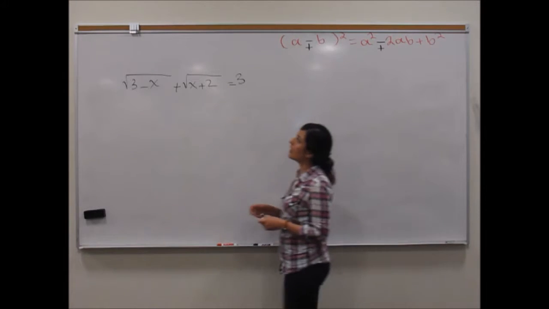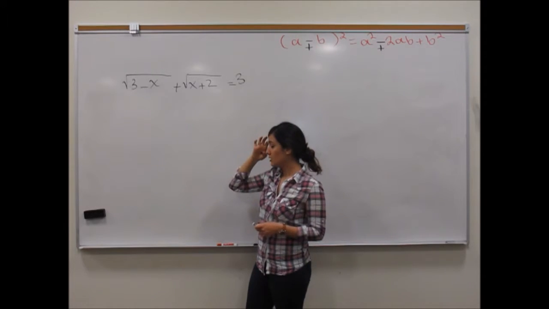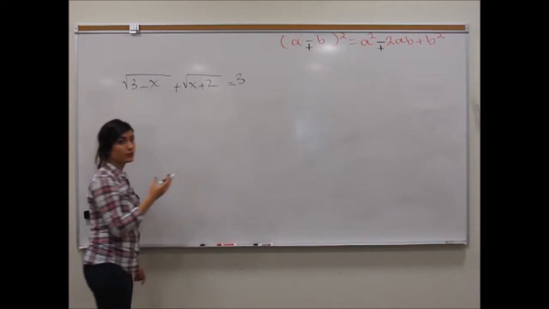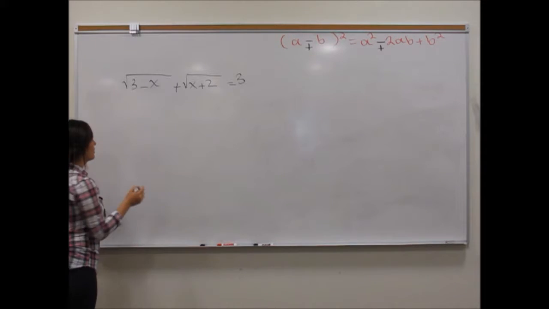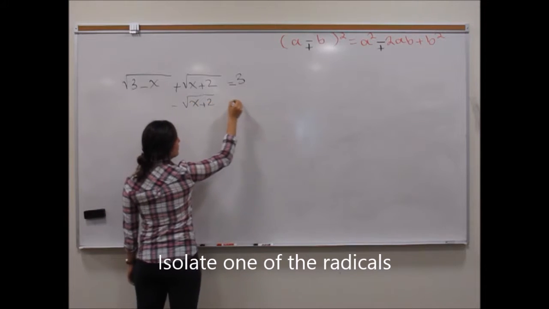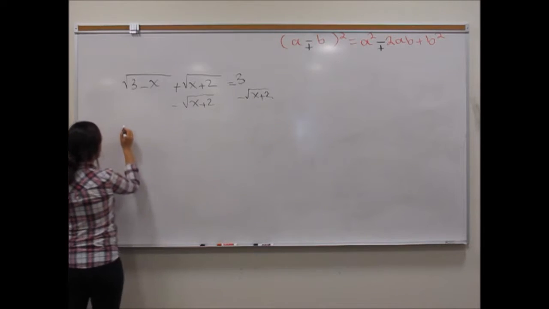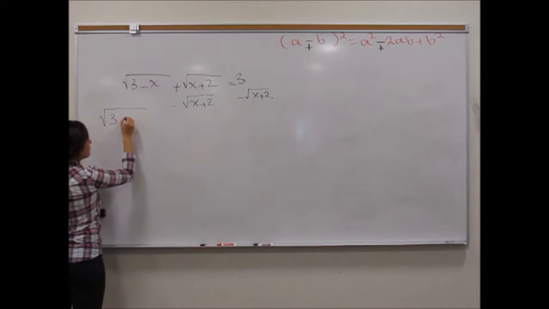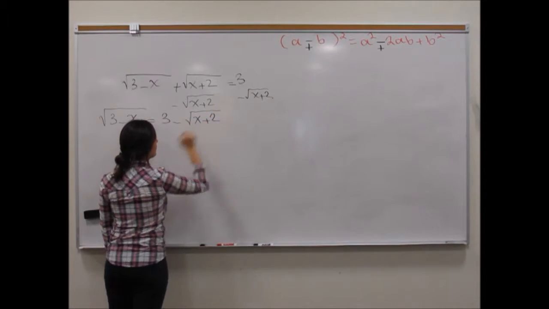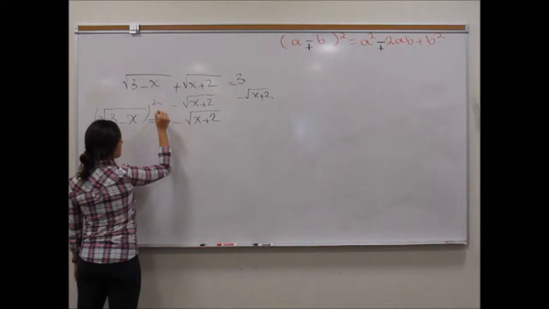Alright, so I have rad 3 minus x plus rad x plus 2 equal 3. So here I have two radicals, so I'm going to move one of them to the other side and then square both sides. So I'm going to move this one to the other side. So minus rad x plus 2 on both sides. I'm going to have rad 3 minus x equal 3 minus rad x plus 2. And then let's square both sides to get rid of at least this radical sign.